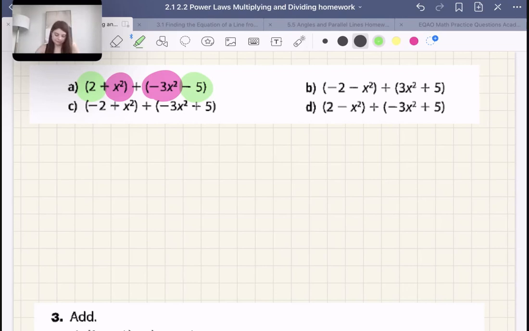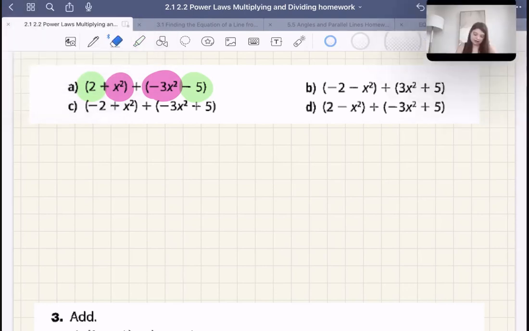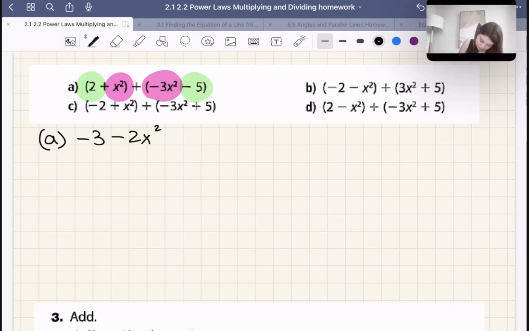Okay, so in this example here, what would we do next? We would say, well, let's collect all the like terms. So what is 2 plus negative 5? Well, that would be negative 3. And what's x squared minus 3x squared? That's negative 2x squared. So now we've successfully added the polynomials, right? We found the like terms, we collected them, and we're done.